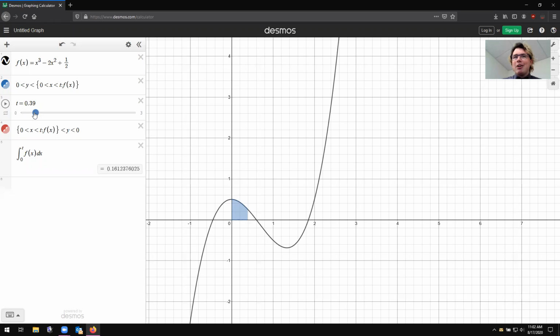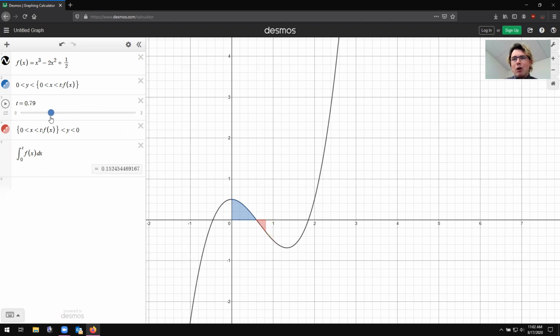Now, as I move the slider, I get to the point where the function actually crosses the x-axis, so here at about 0.6. And now the graph of the function goes below the x-axis. And I have rigged this up so that now my area is in red. The reason I did that is because integrals measure area beneath the x-axis as being negative.